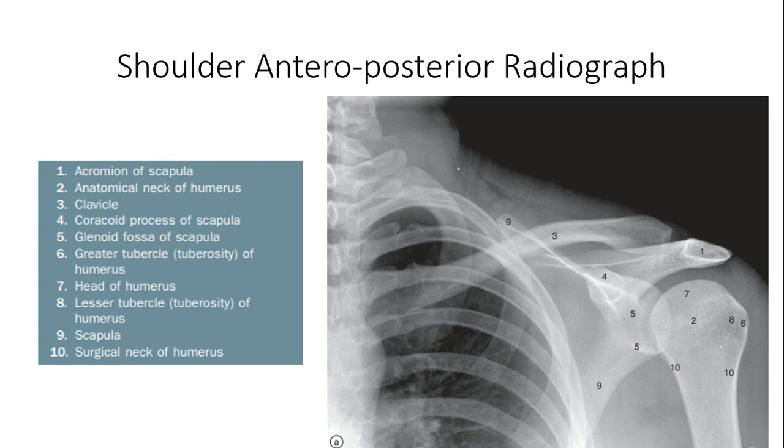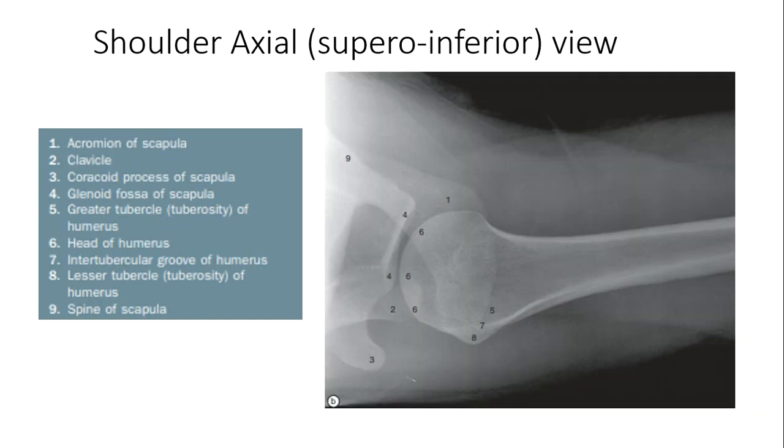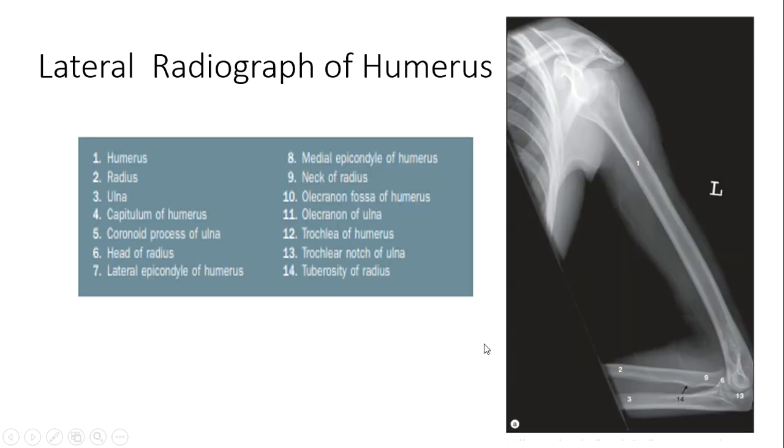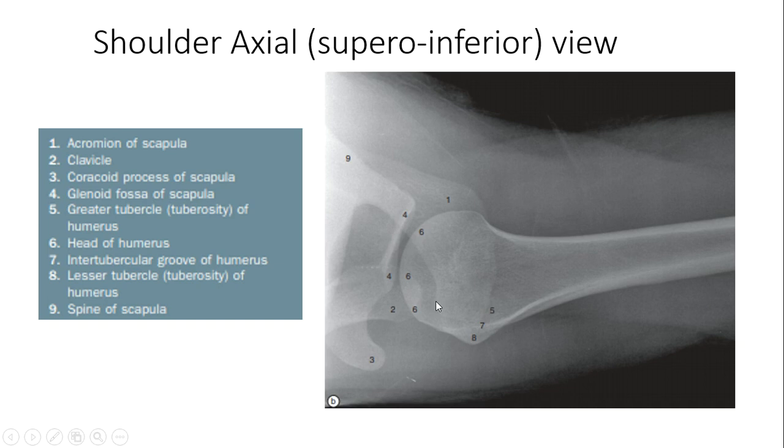Okay, let's move to the next film. This is again shoulder joint, but this is an axial view. How do you take an axial view? Axial view is taken when you place the X-ray tube at the top and put the film below the shoulder joint, and this is the posterior surface. This is the anterior side, and you take an axial view.